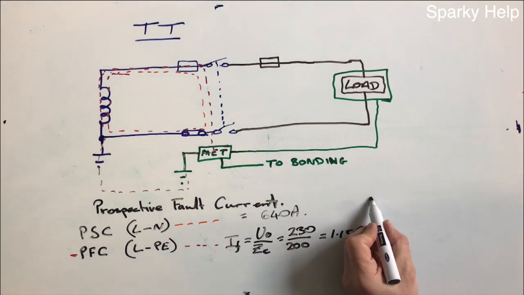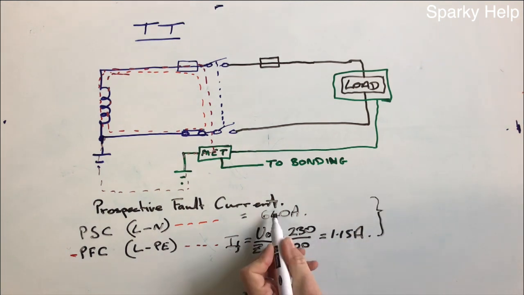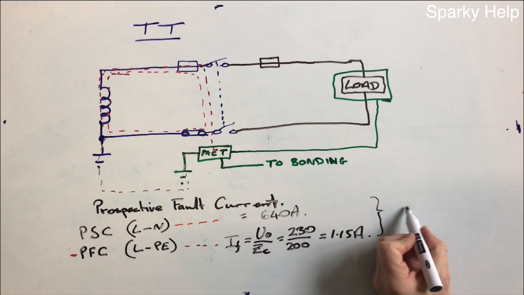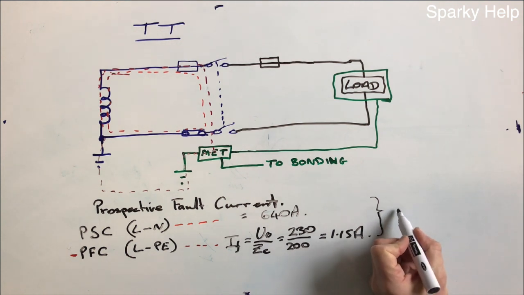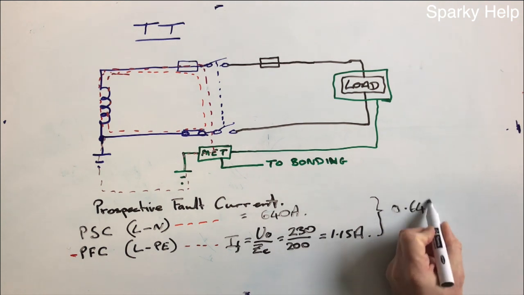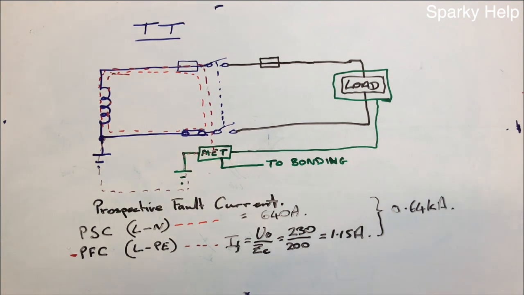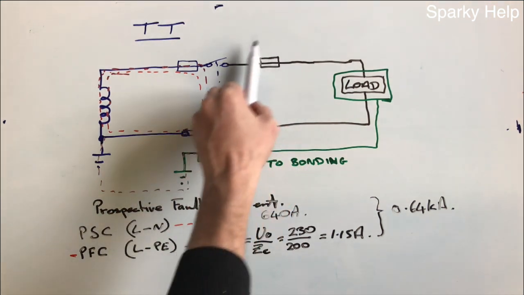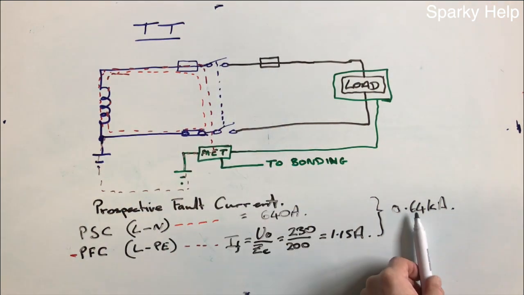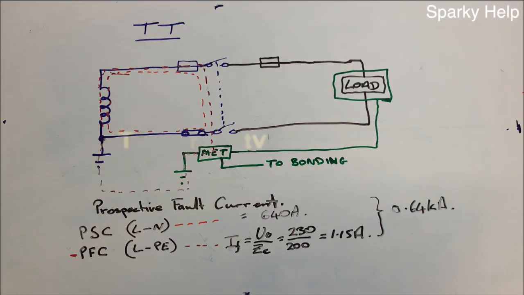640 amps is the fault current in my example if your meter was to read that. So what do you write on your test sheet? Well, you write the highest out of the two. Because it's kA you're after, it would be 0.64 kA as the maximum prospective fault current for this particular TT installation. Remember, the whole point of doing the prospective fault current is to make sure the protective devices installed in this location can withstand this breaking capacity.